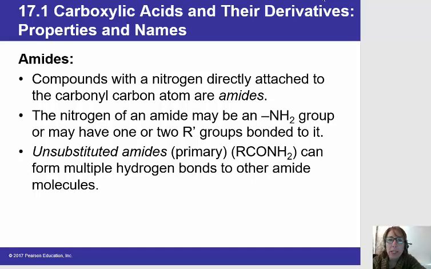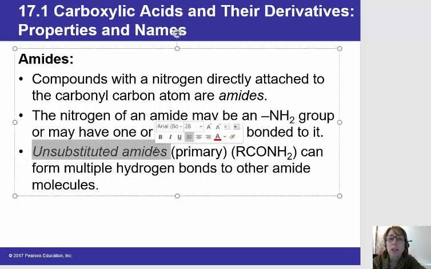We're familiar with amides. We've been introduced to them in Chapter 12. And just as a reminder, amides are a functional group where we have an amine group, NH2 or NHR or NR2, directly bonded to a carbonyl carbon. And this slide talks about unsubstituted amides, and we know that as a primary amide. So unsubstituted means that there's no other carbon-containing group bonded to that nitrogen.